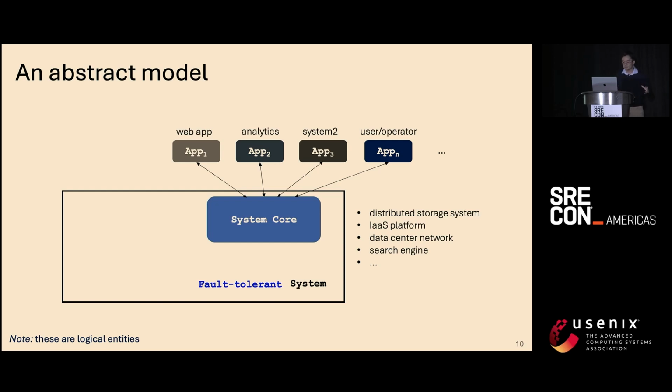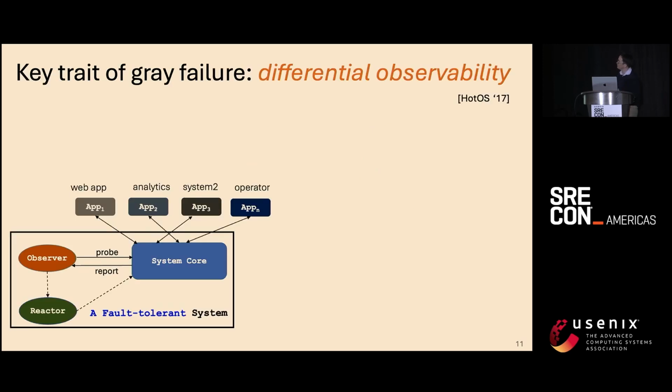Now, because this system is a fault-tolerant system, there will be some observers that check whether the system is working or not. And based on the assessment, there will also be a reactor module that takes some actions to repair the system. So this is the basic setup of how many cloud systems look. With this abstract model, one interesting thing is that there are two things making observations about the system. One is the observer built into the system, and another is the applications themselves. When they interact with the system, they're also making observations. What's interesting is when their observations differ. We call this property differential observability. And in fact, we would argue this is a fundamental trait of gray failure: it is a form of differential observability.